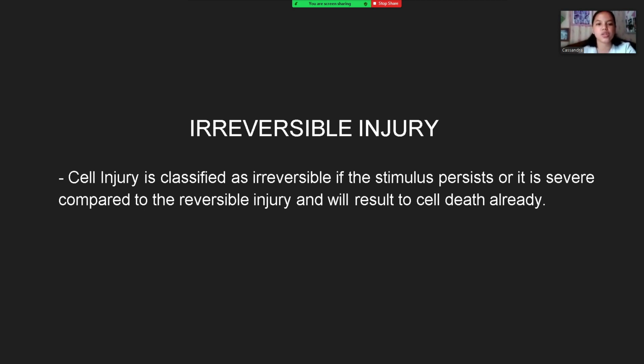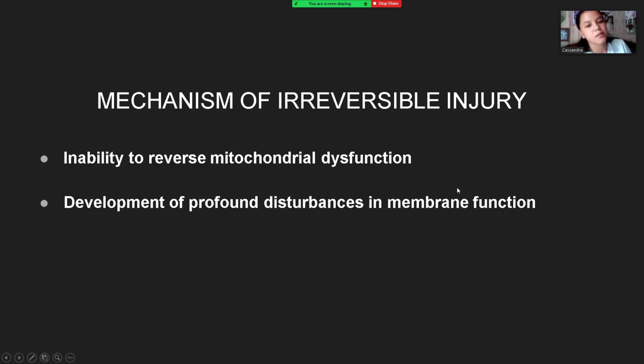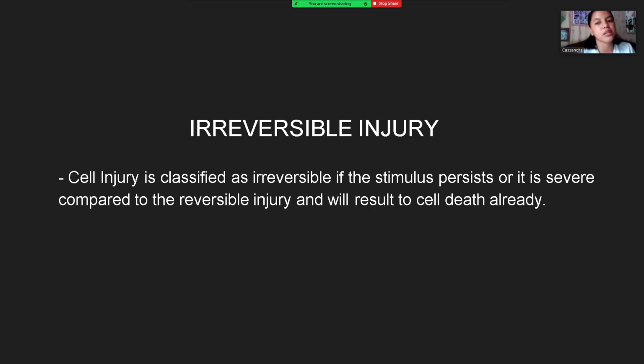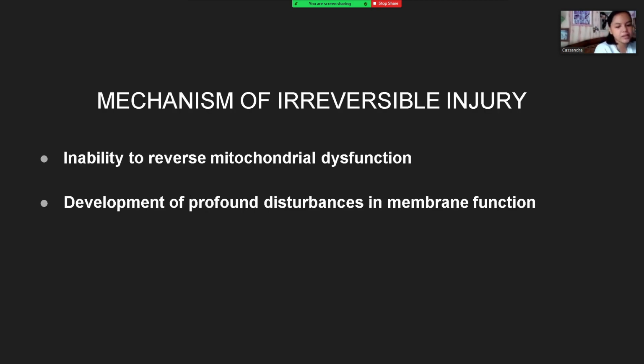Next is irreversible injury. Cell injury is classified as irreversible if the stimulus persists or is severe and, compared to reversible injury, will already result in cell death. Irreversible injury is caused by immunological responses or viral infections. Mechanism of irreversible injury: inability to reverse mitochondrial function. Even after correction of the original injury, there is still a lack of oxidative phosphorylation and ATP generation. Development of profound disturbances in membrane function.